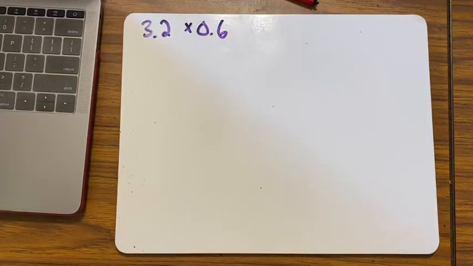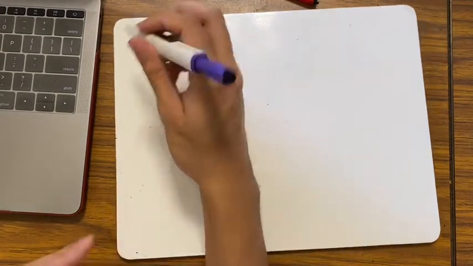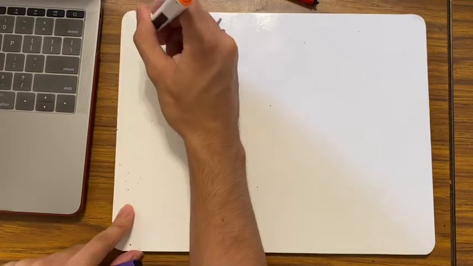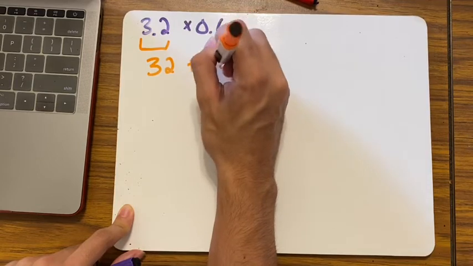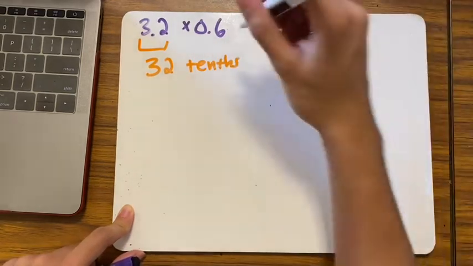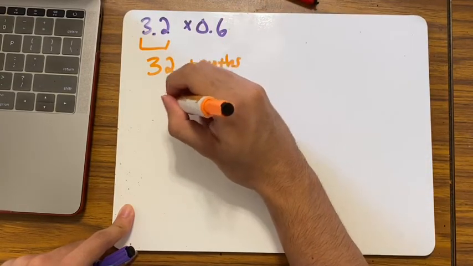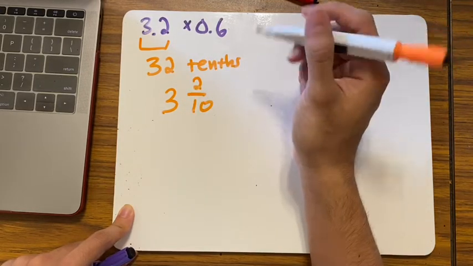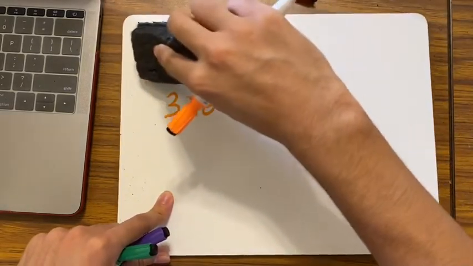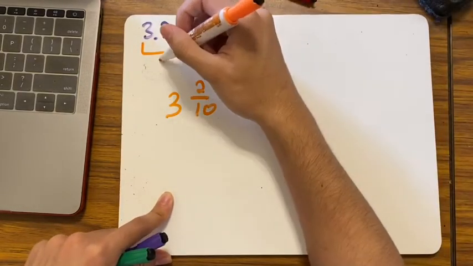Now, let's try and multiply this, but now using fractions, okay? So I have 3.2, we'll say it. I have to do the same thing. Let's write this in word form, 32 tenths. Okay? But if I have 32 tenths as a fraction, that'll be 3 wholes and 2 tenths, right? So again, I'm switching it from a decimal to a fraction. I have this part right here, okay?